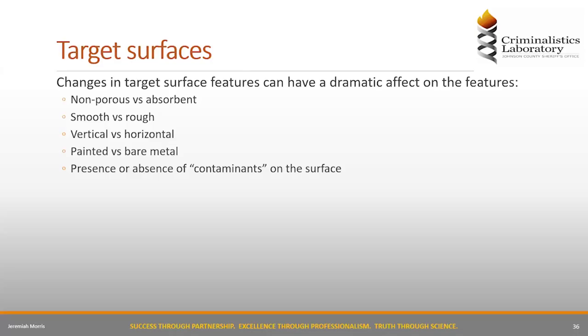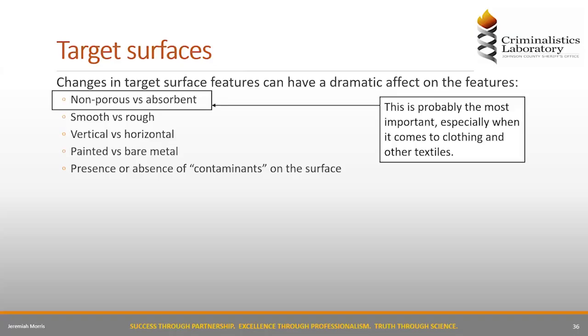And also the presence or absence of contaminants on the surface. We've had a number of case examples where we have blood that is in a very dirty kitchen where there's a lot of grease and other food debris, and that changes the chemistry of that surface and the ability for that blood to adhere and stick. So we have a lot of different weird things that go on with how those stains look, and it's because of the contaminants on the surface. Probably the biggest thing, though, is the porous versus the non-porous versus absorbent. This really is the biggest change that I see, and particularly when we're dealing with clothing.